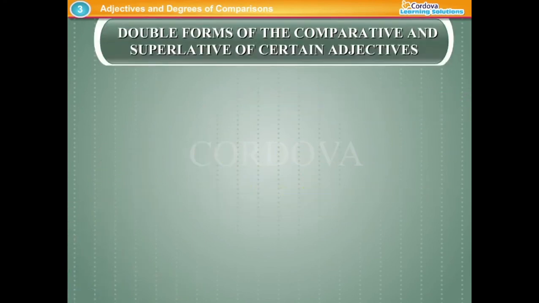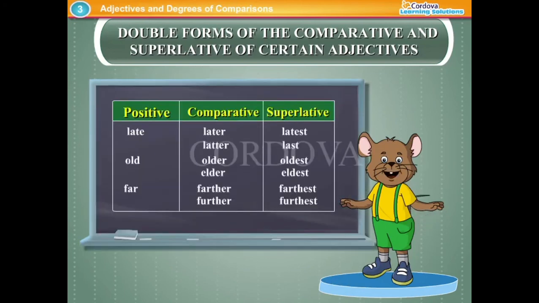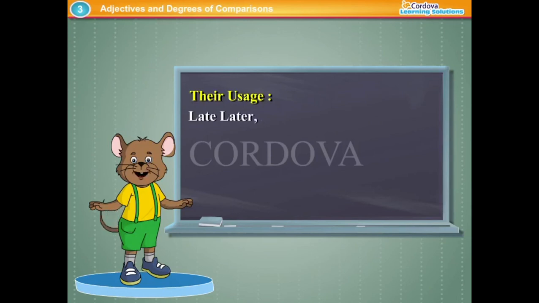Double forms of the comparative and superlative of certain adjectives. There are certain adjectives which have two forms of comparatives and superlatives as shown below. Positive: late, old, far. Comparative: later, latter. Superlative: latest, last. Old, older, elder. Oldest, eldest. Far, farther, further. Farthest, furthest.